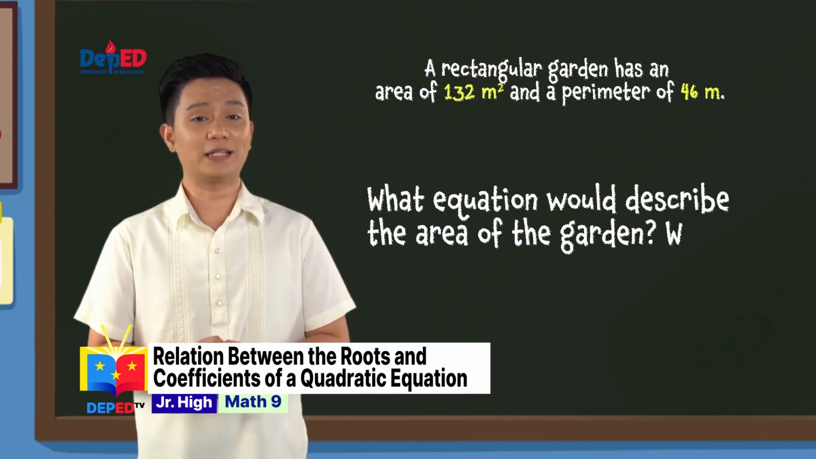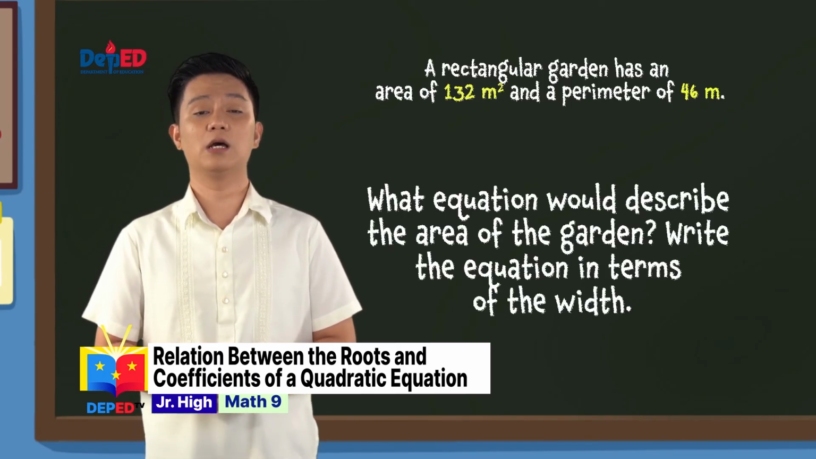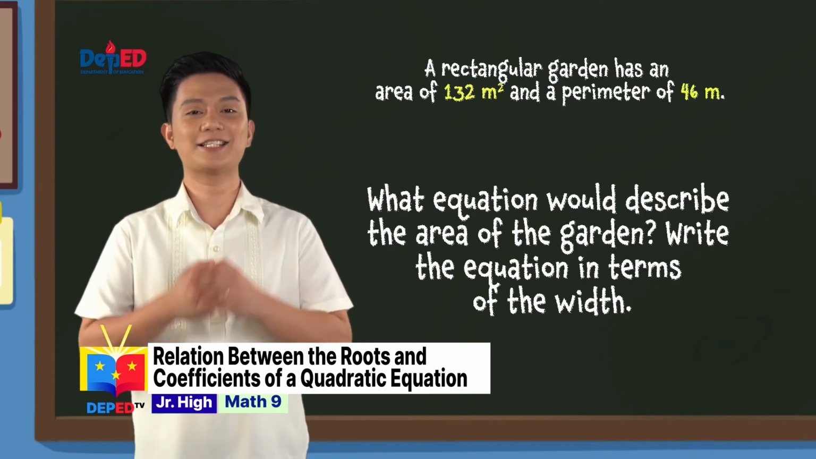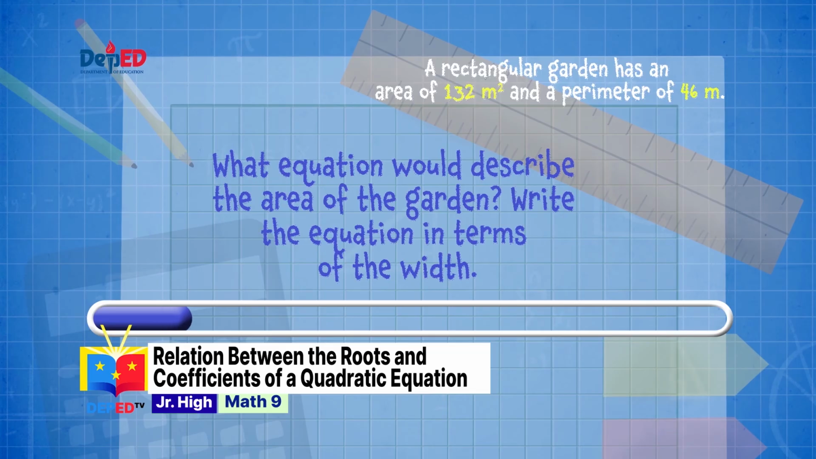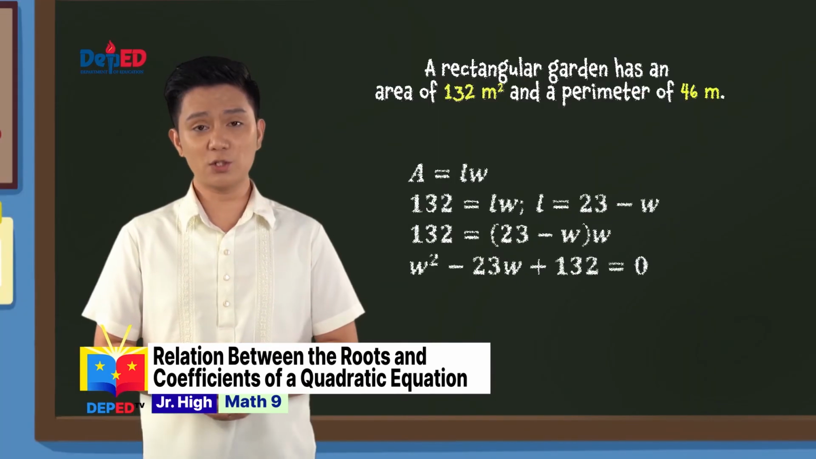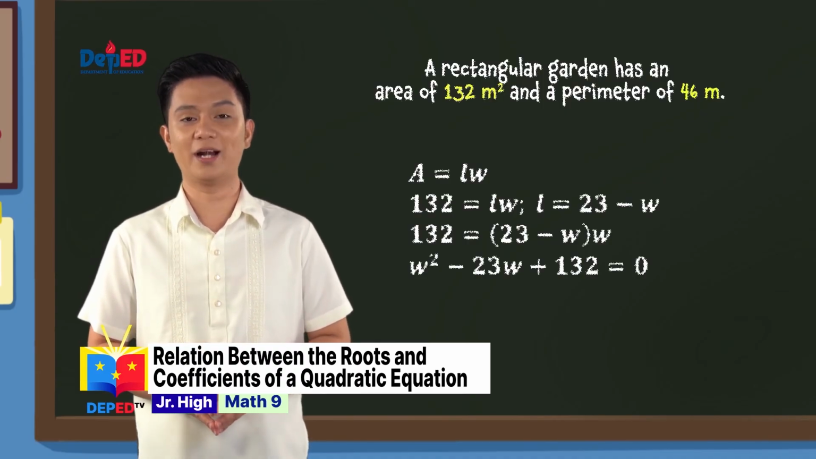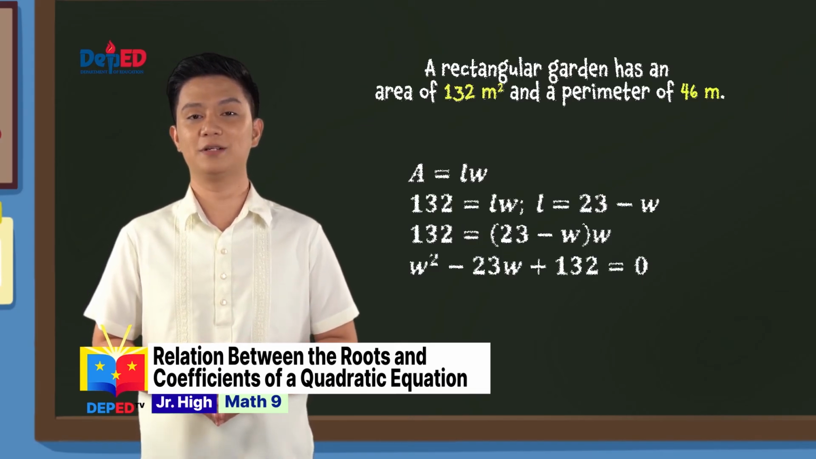Question number 2. What equation would describe the area of the garden? Write the equation in terms of the width and in standard form. 30 seconds on my mark. Let's do this! Since we may omit the unit square meters on both sides of the equation, the answer is w squared minus 23w plus 132 equals 0.